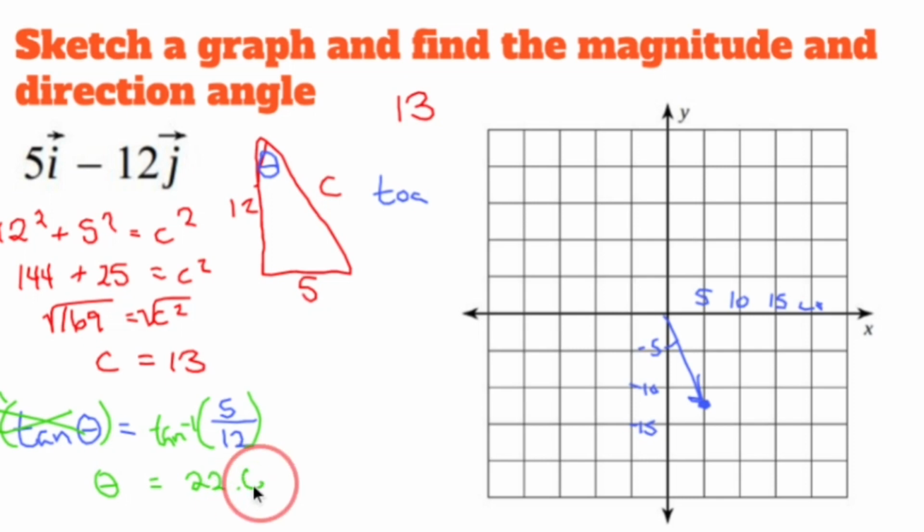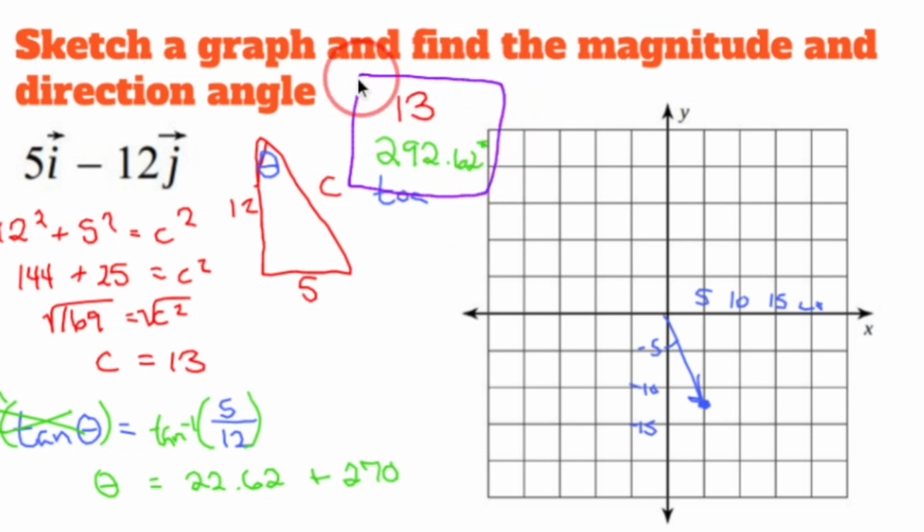22.62. So this guy right here is 22.62. I have to add 270 degrees because 90, 90, 90. And when I add 270 degrees, that gives me a direction angle of 292.62 degrees. And that, ladies and gentlemen, is my magnitude and my direction angle. Cool.